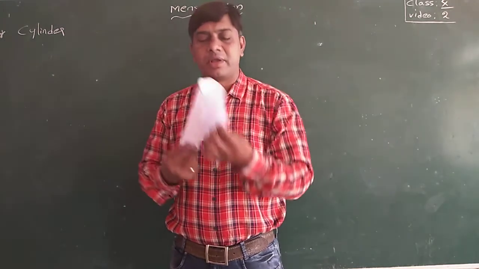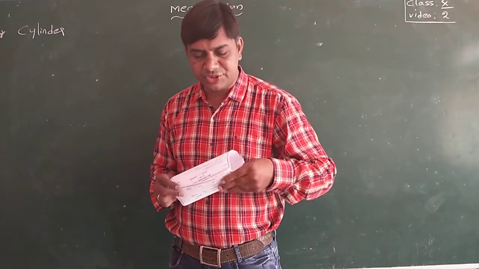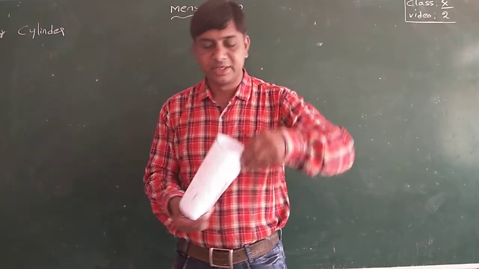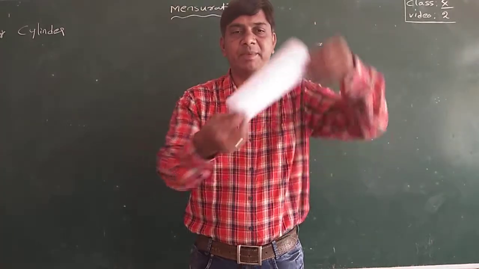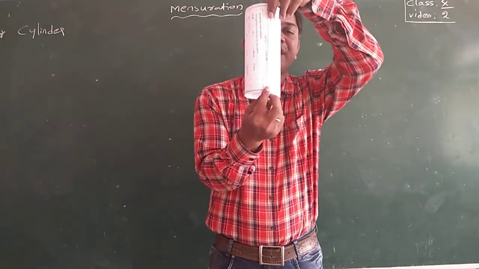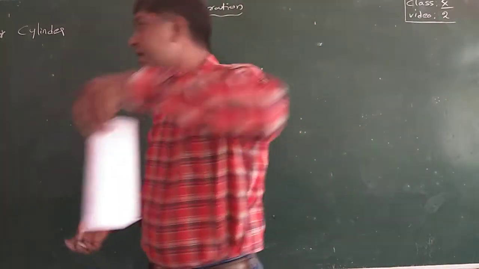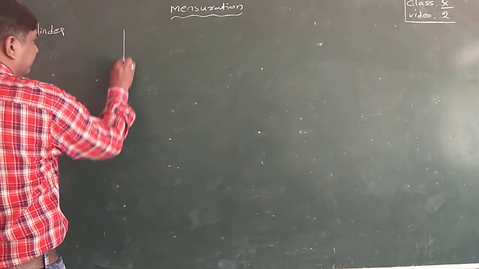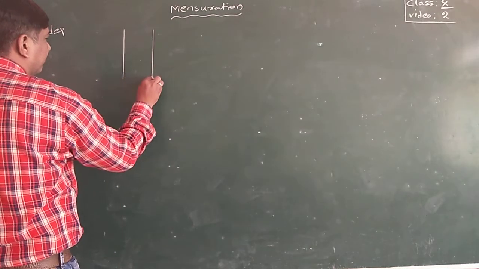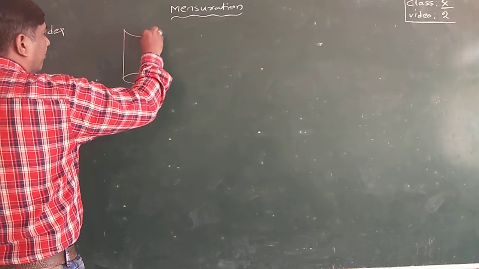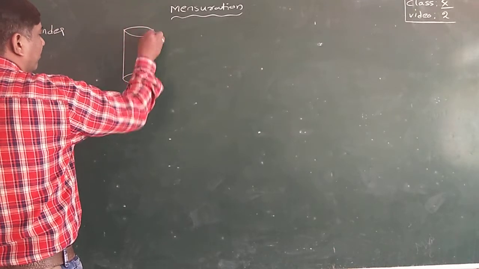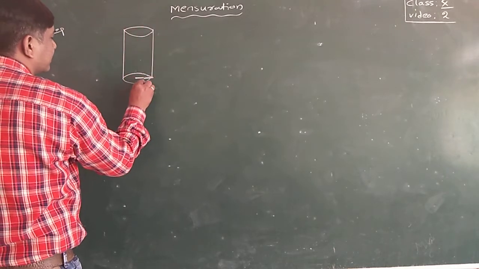Okay. Now, if I join these two ends like this, what is the shape I got here? I got a cylindrical shape. Radius.